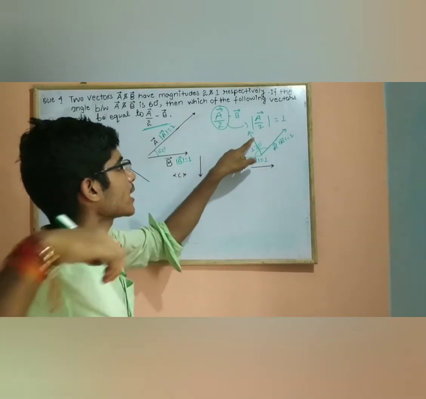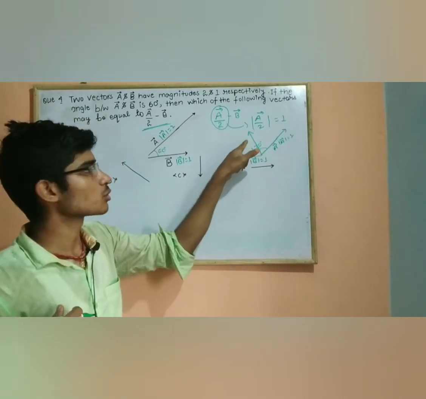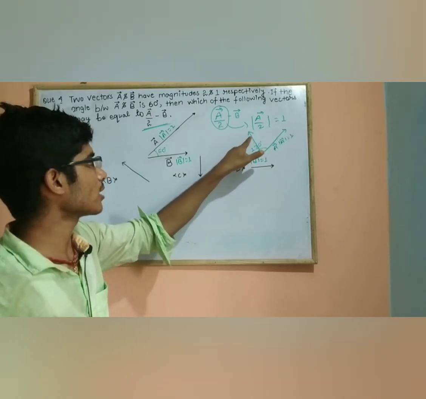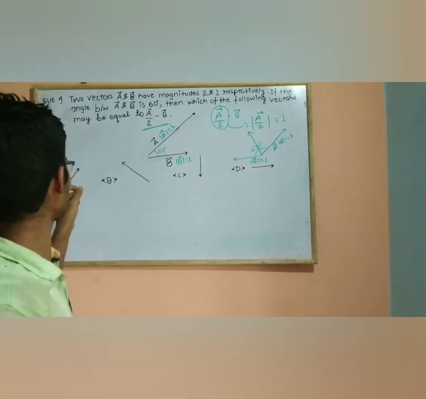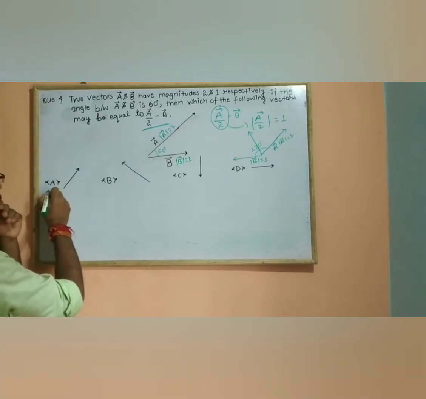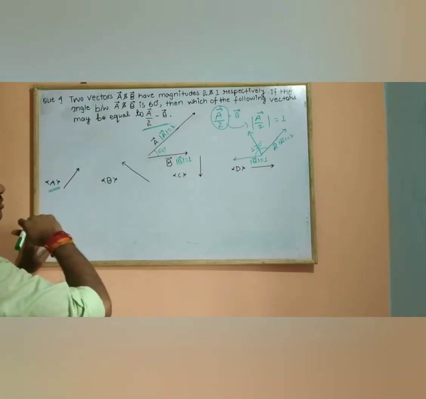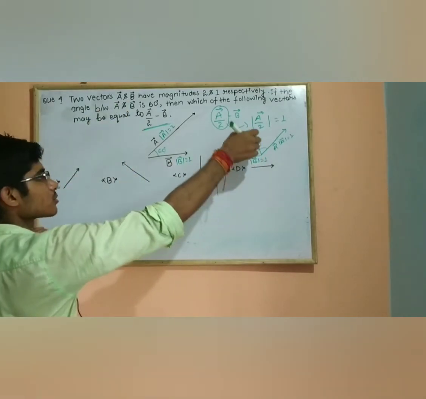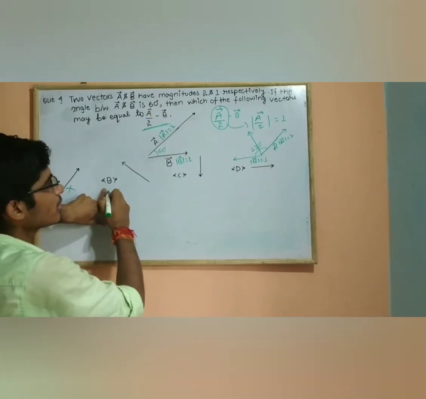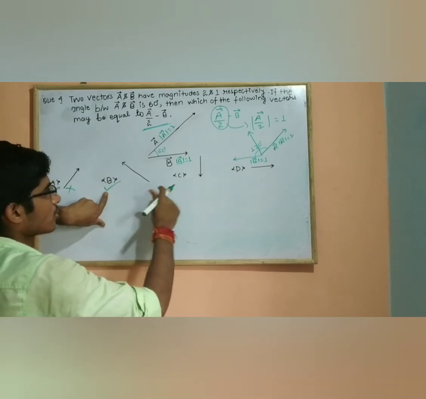So the direction of the resultant of these two vectors will be this. So we will try to match this direction of the vector with the options. Here in option A, the vector points in this direction, but our answer should be in this direction. So it is wrong.